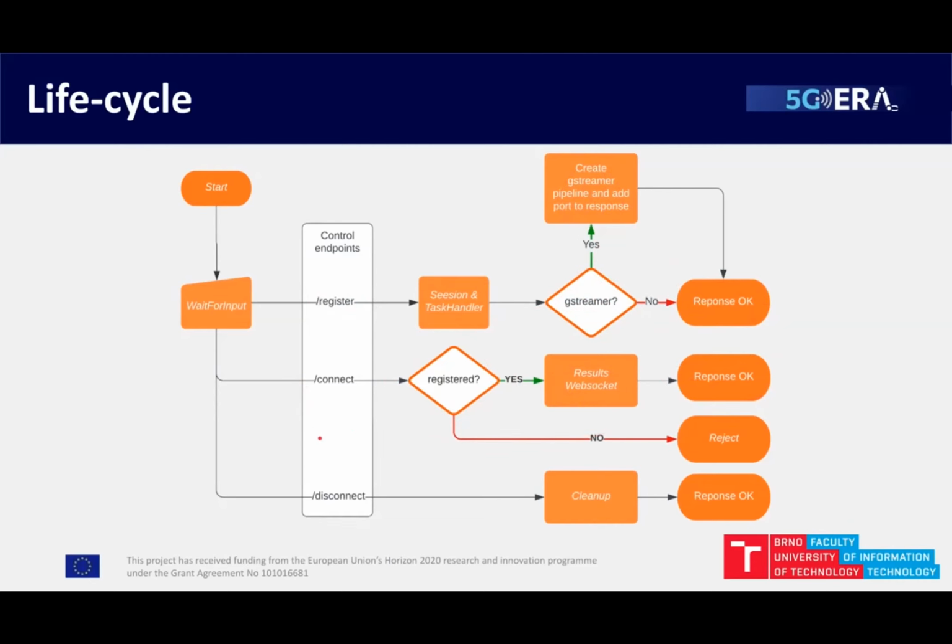After that, the robot can start sending data, obtaining the results, and thus do all the other stuff. And once everything is done, the robot can disconnect from the network application, which will cause the cleanup of all the resources available for the robot. And again, it will emit a response for the robot.